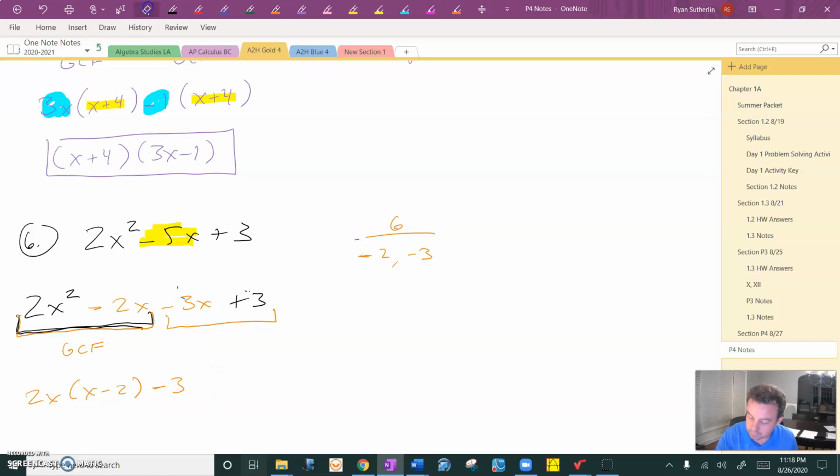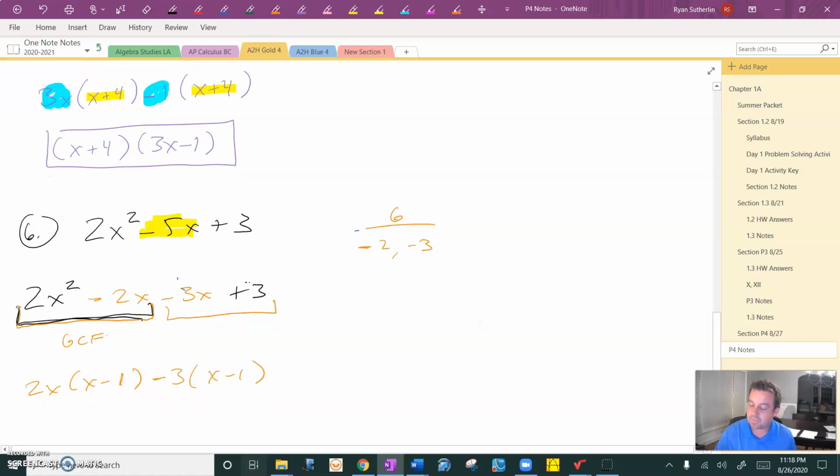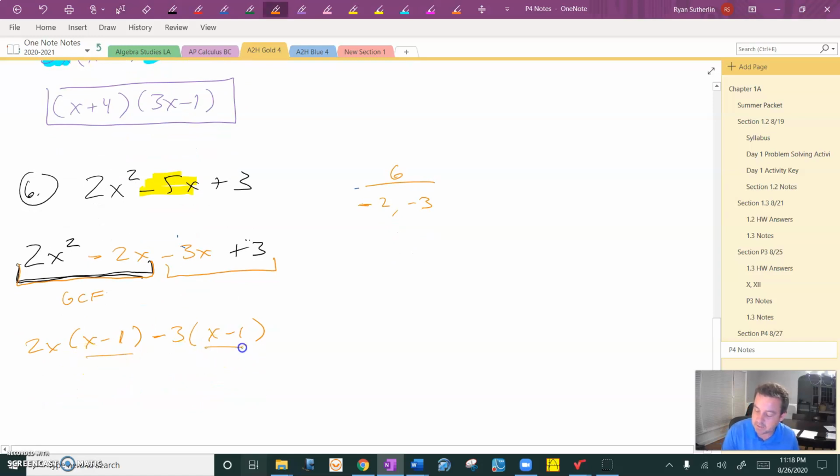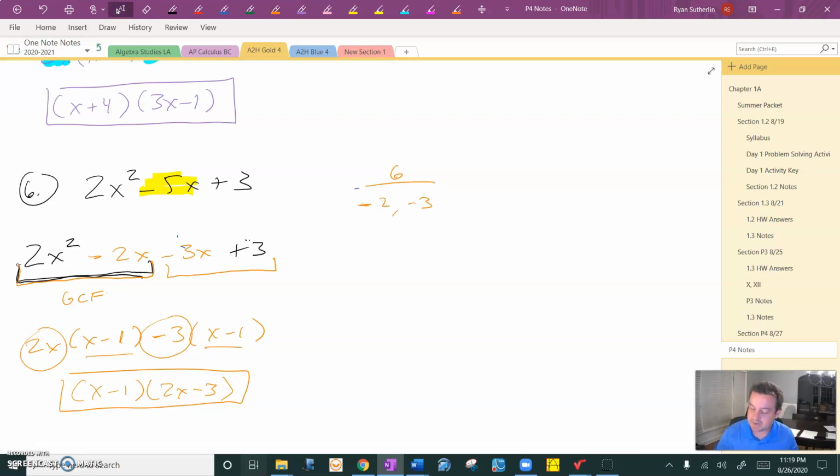Oh, this should be x minus 1 here. And if I take out the 3, I also get x minus 1. The key to this method is you have to see inside the parentheses matches. And then whatever's left, that builds your other factor. So 2x minus 3. So there's your factor. You can get that through split the middle, or you can get that through guessing and checking.